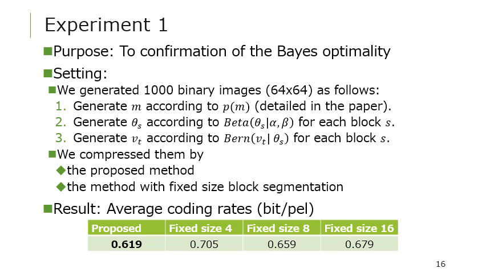Second, we generated the parameter theta s for each block S according to the beta distribution, which is conjugate prior of the Bernoulli distribution. Third, we generated pixel values according to the Bernoulli distribution. Then, we compressed them by the proposed method and the method with fixed size block segmentation, in which we use optimal Bayes code for each block independently. As a result, the proposed method showed the best performance as expected.